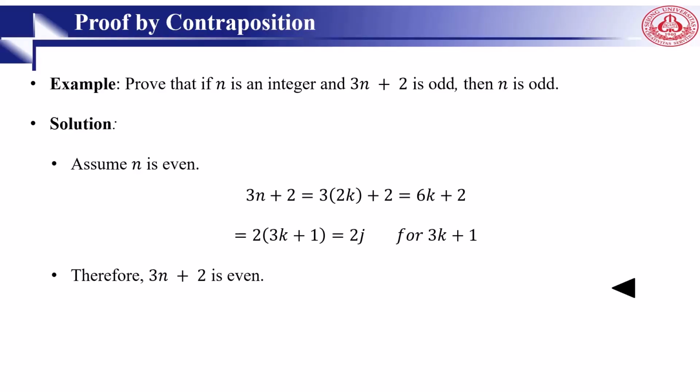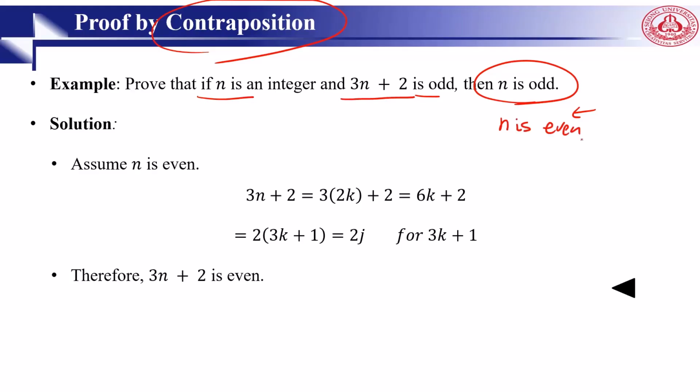Suppose we want to prove that if n is an integer and 3n plus 2 is odd, then n is odd. Two facts are there. n is an integer, 3n plus 2 is odd. Then prove this one. So contraposition. This is what we want, right? So we go here and we assume the opposite side. It says prove n is odd. We prove that n is even, right? So we start, and whenever we see it, we will come back, right?